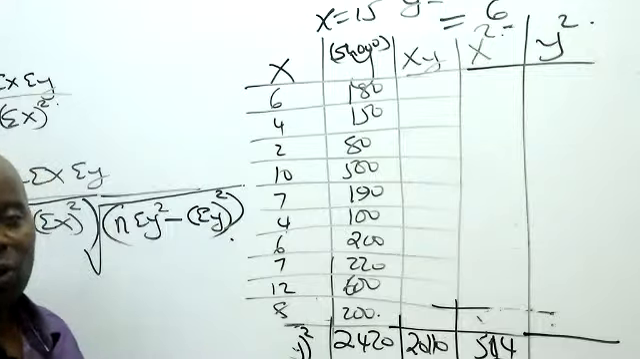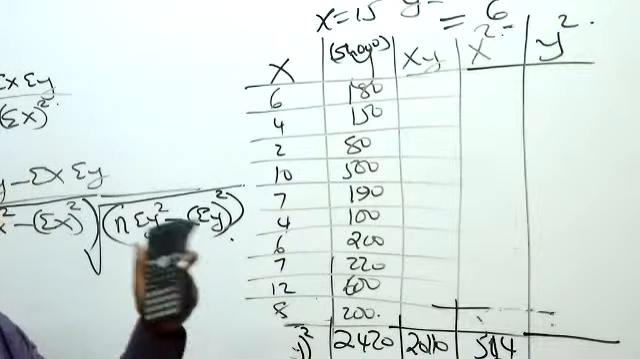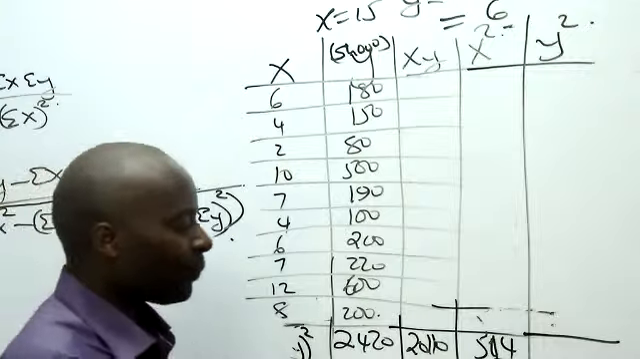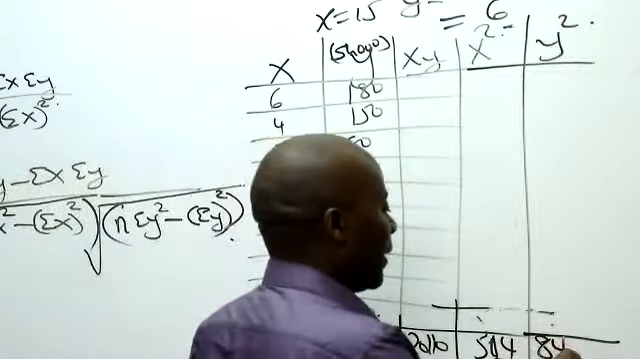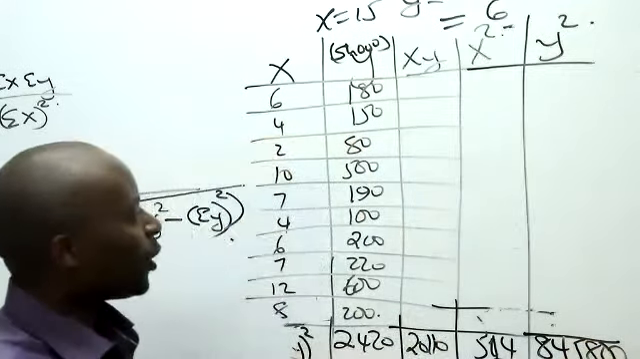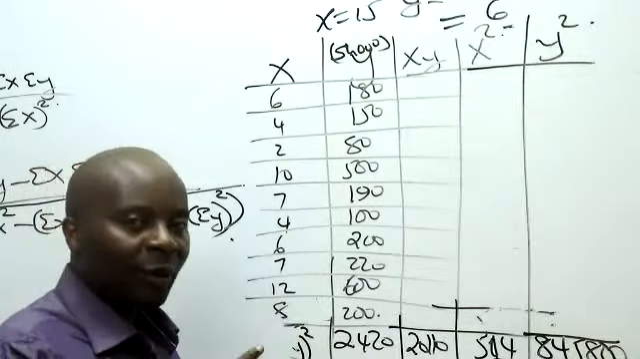I want to see what my students are able to get for y squared. Can somebody help us out? Y squared, what are we able to get? 8? 845, 800.